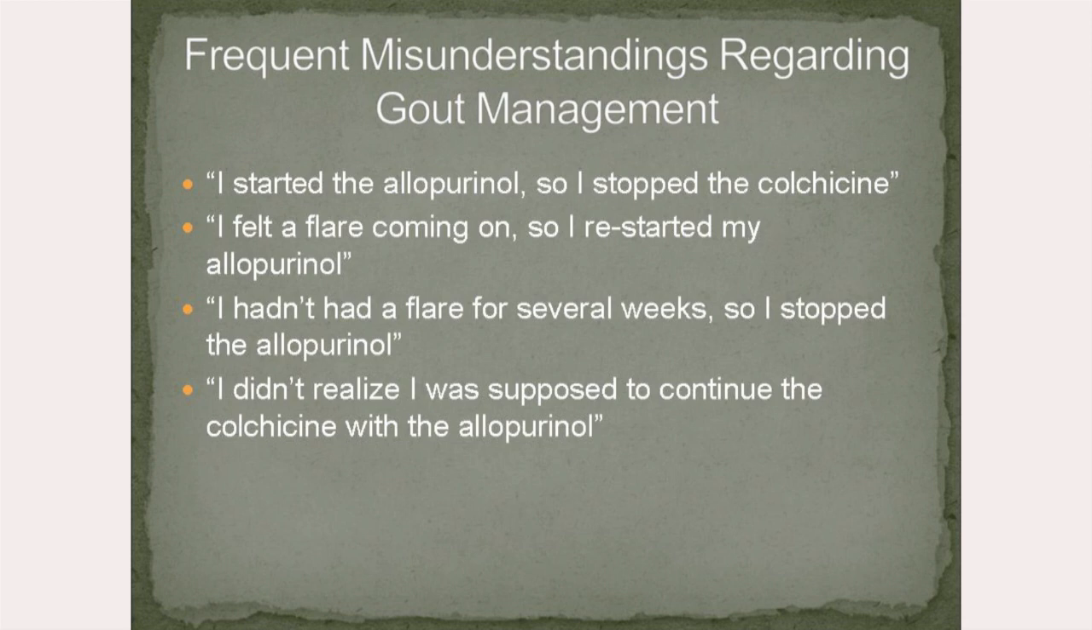Okay, and effectively, we need to have you on the anti-inflammatory for several months. Even once we get your uric acid level to the goal level, the recommendation is to keep you on the anti-inflammatory for several months after that, to help prevent gout flares, because it takes a while for everything to settle out in terms of the uric acid.